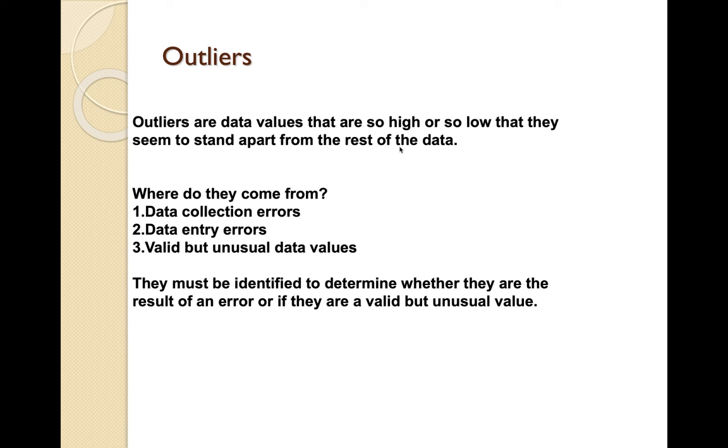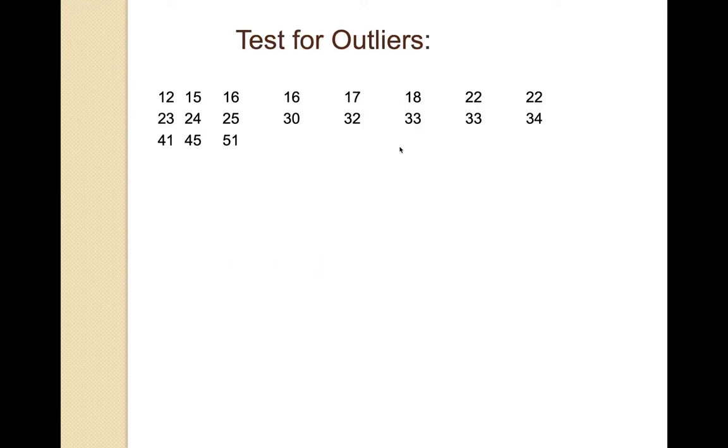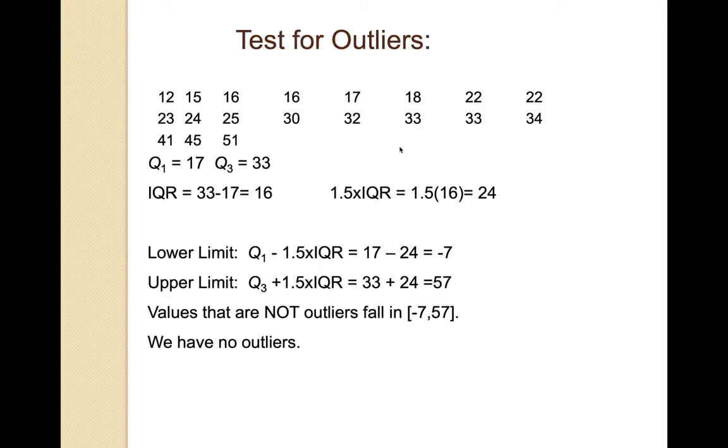So one test for the outliers is the fence test, and that's going to be using your quartiles. Your lower limit is going to be Q1 minus 1.5 times the interquartile range, and Q3 plus 1.5 times the interquartile range. And what that's going to give you are two fences. Anything that lies inside the fence is just a data value. Anything that lies outside the fence is an outlier. So let's apply that to this data.